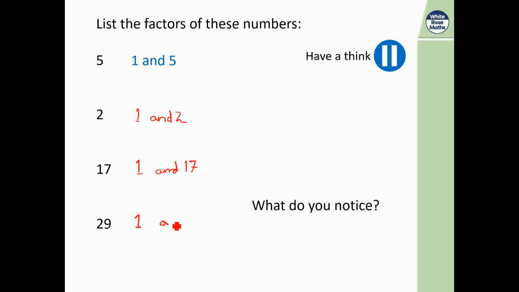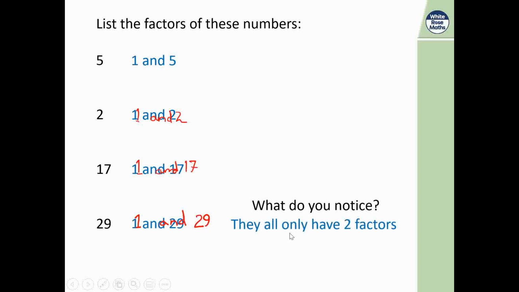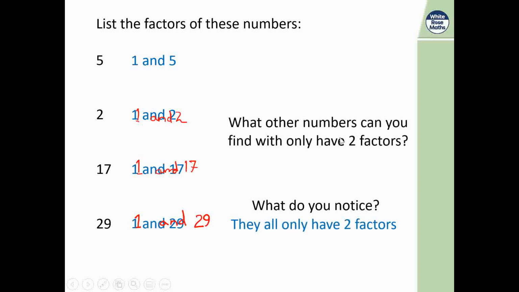So these numbers, what do you notice about them when you check out their factors? Yeah, so in other words, they only have 2 factors, and that is the number 1 and their own number, the number that they are. So you have 2, 17, and 29. Let's see, okay. They all only have 2 factors. What other numbers can you find which only have 2 factors? Can you think of some other ones? Tell me some, please.